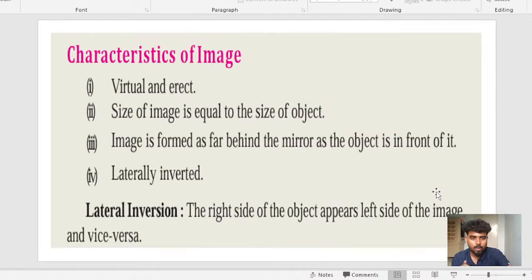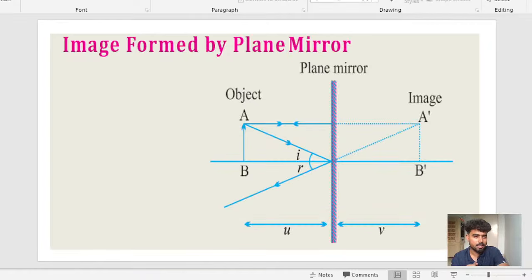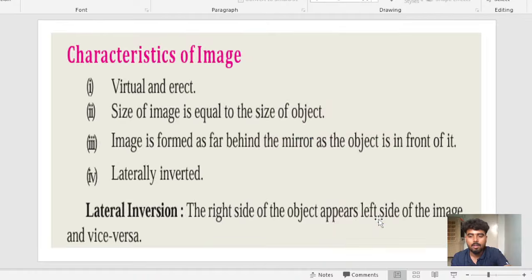Now we are moving to the characteristics of the image. Before that, you want to know something. The distance between the mirror and the object is equal to the distance between the image and the mirror. So here the object distance is equal to the image distance, so u is equal to v. This only happens in the plane mirror.